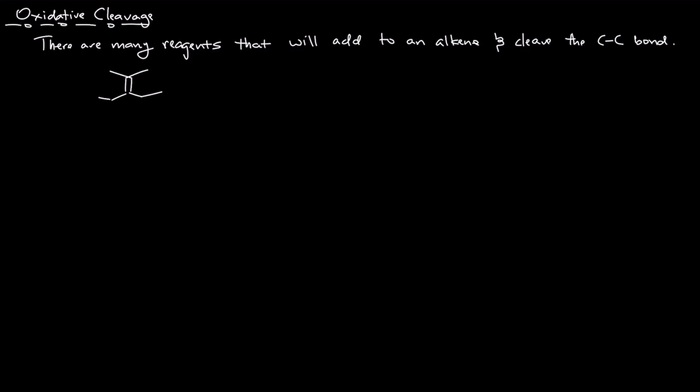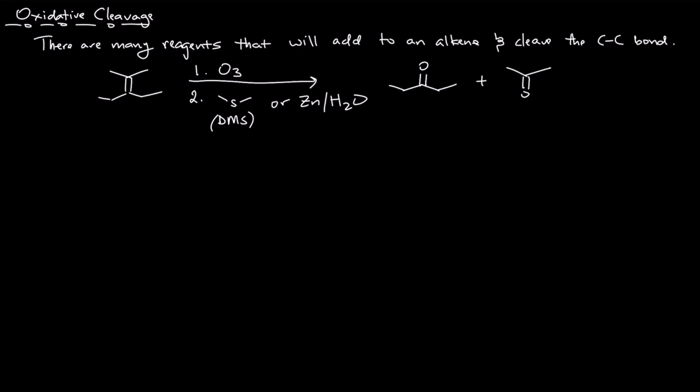So let's take this alkene. If you react that alkene with ozone, and then you reacted that product of that first step with a dimethyl sulfide, the short form is DMS, or you react that product of the first synthetic step with zinc with water, what you're going to form is this ketone plus this ketone.